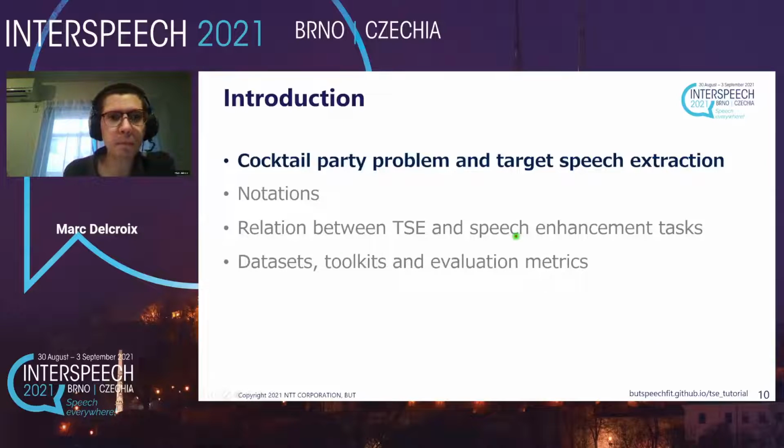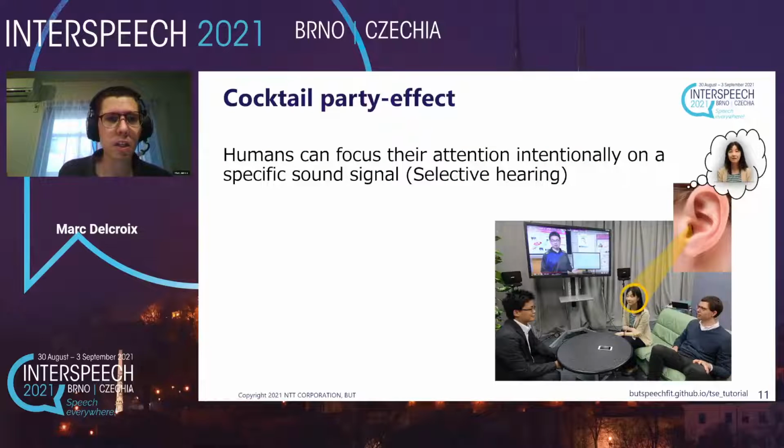So let's start with an explanation of the problem. You can see here a picture of several people speaking, having a discussion, and maybe there is a television in the background. And we humans, in such a situation, can focus on the voice of a target speaker, even if the people's voices are overlapping and there are several people speaking at the same time. We can do that because we have a selective hearing ability that enables us to focus our attention intentionally on specific sound signals.